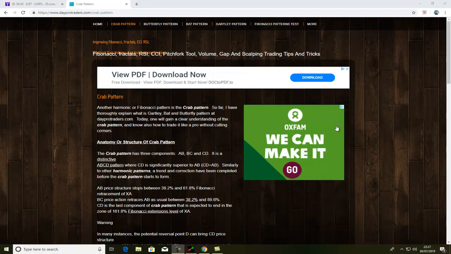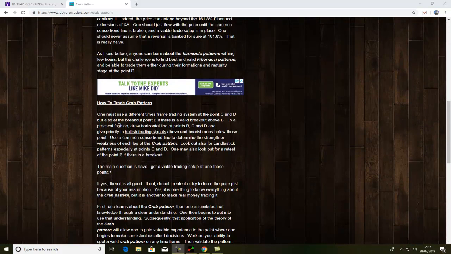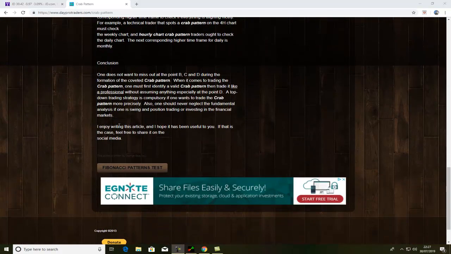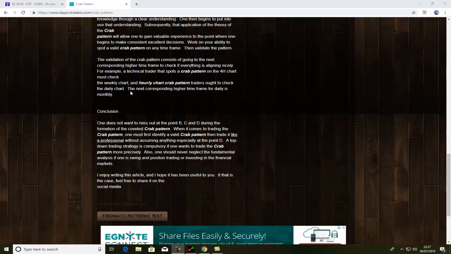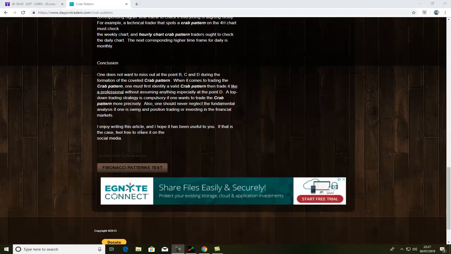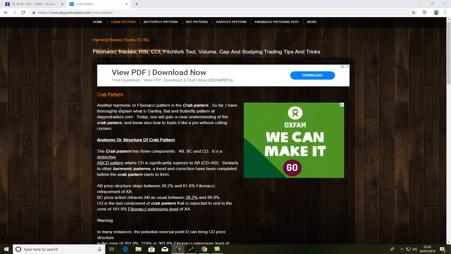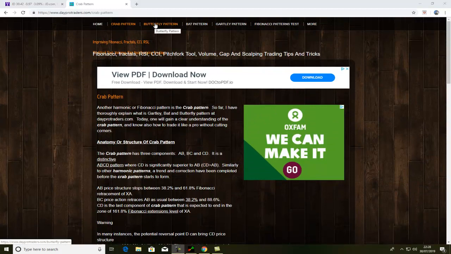To learn more about the crab pattern, go to www.dayprotraders.com and just click on the crab pattern. That's the first page here. And then you can spend time reading about the crab pattern. I'll be posting also a video at the end of this web page. And when you finish reading it, you can check other Fibonacci patterns like the butterfly pattern, bat pattern, okay, a Gartley pattern.